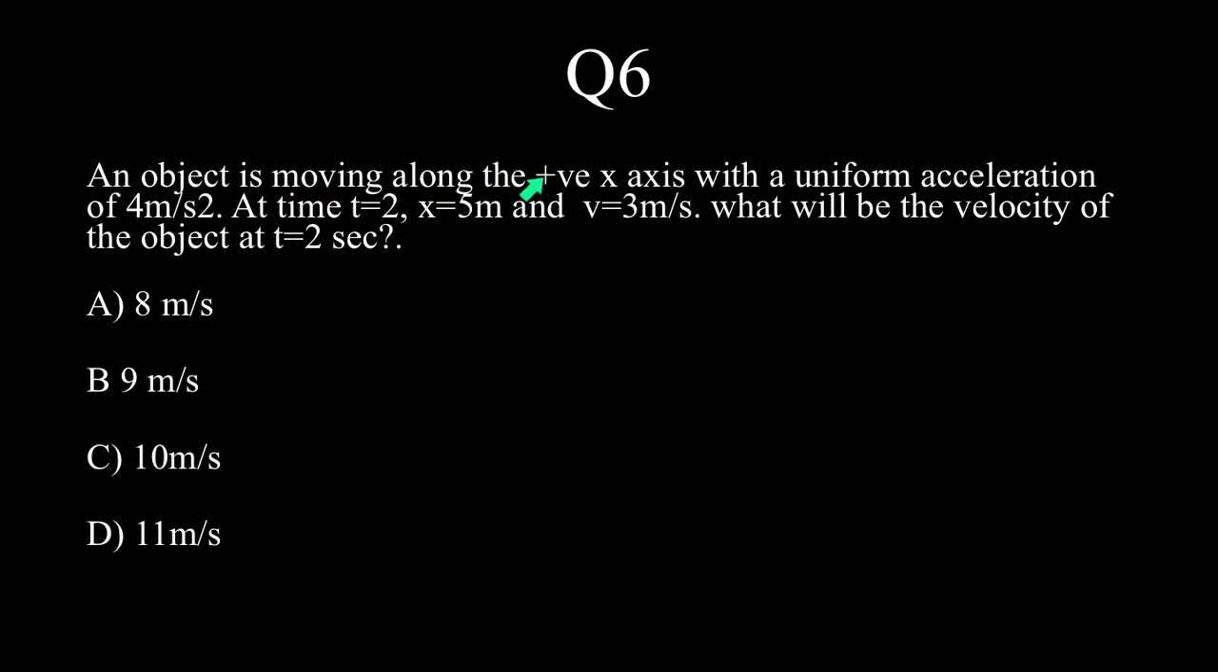An object is moving along the positive x-axis with a uniform acceleration of 4 meter per second square. At time t is equal to 2, x is equal to 5 meter and v is equal to 3 meter per second. What will be the velocity at the... Okay, so there's a small mistake here. It should be at t is equal to 0. Okay, what will be the velocity of the object at t is equal to 2 seconds?